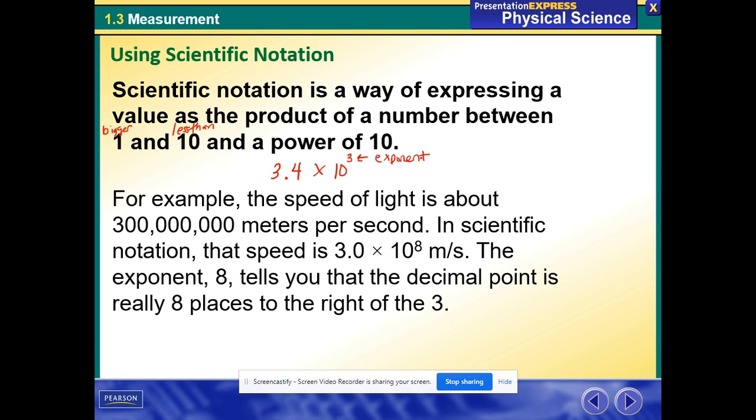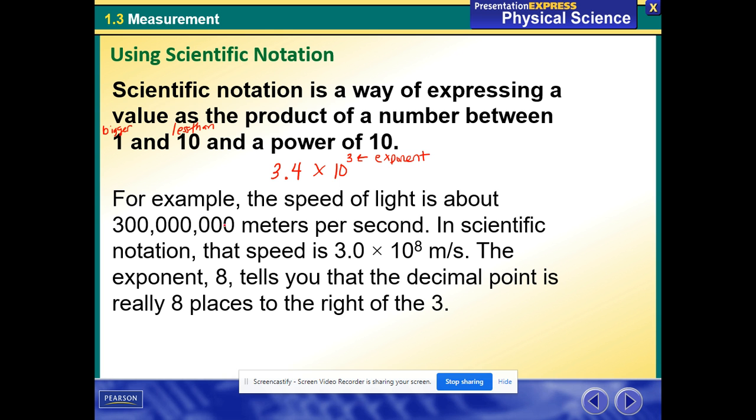Let's start off by talking, what if we have a super, super big number like we did with the amount of stars? Another example of a super, super big number is the speed of light. It is about 300 million meters per second. In scientific notation, we like to write that as 3.0 times 10 to the 8th. The exponent, which is 8, is going to tell you the decimal places that you moved. So it tells you that the decimal point is really 8 places to the right of the 3.